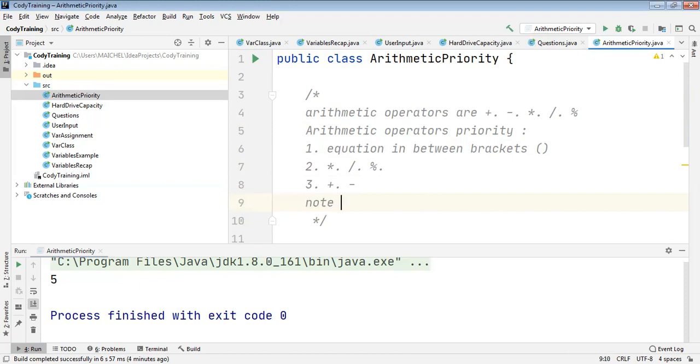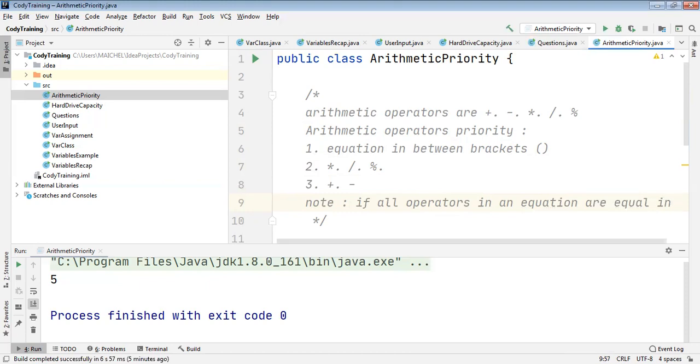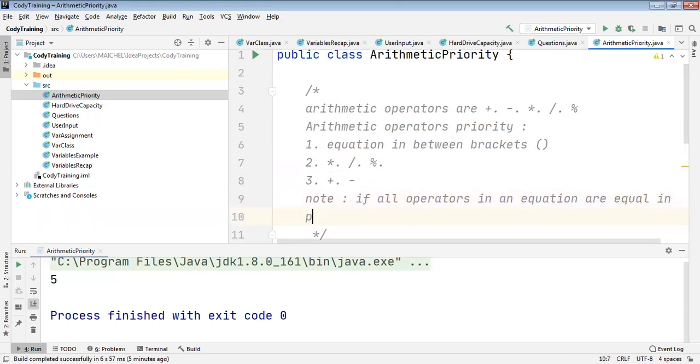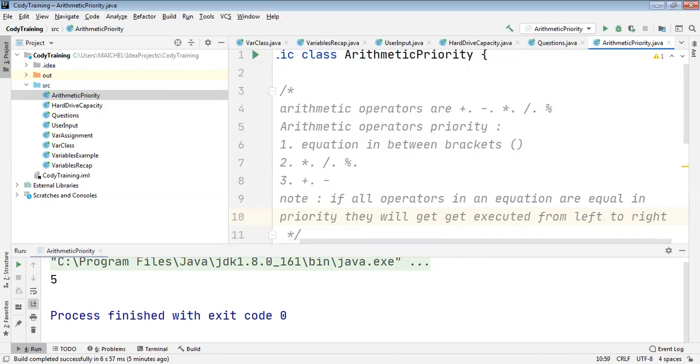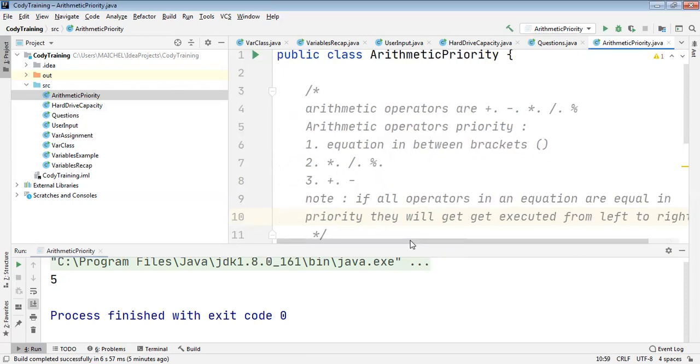One note that you should know: if all operators in an equation are equal in priority, they will get executed from left to right. You understand so far? Yep.